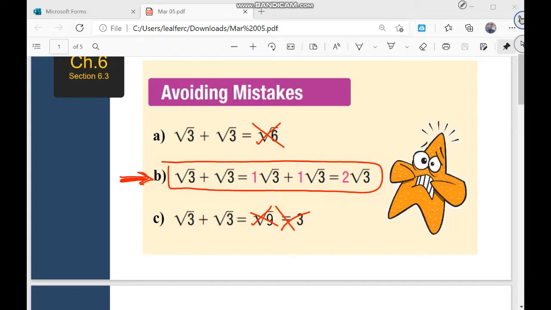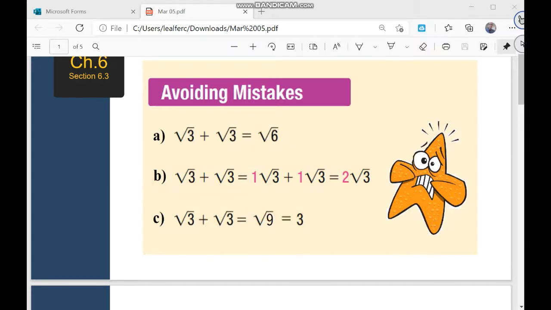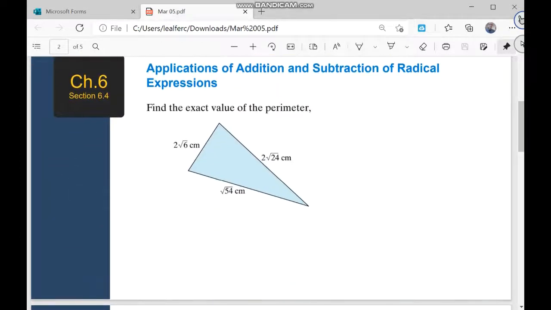Now let's move on to the next topic, and we are talking about applications. We have several, infinite applications in engineering, technology, science. You can apply this kind of knowledge. You're going to have radicals in all these fields. We will start with very simple applications in geometry. Geometry applications: find the exact value of the perimeter.